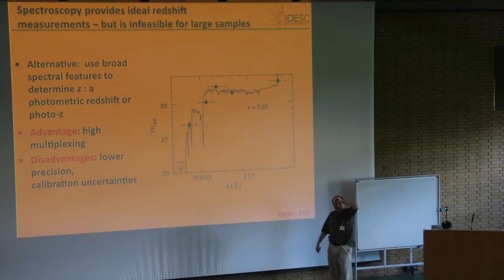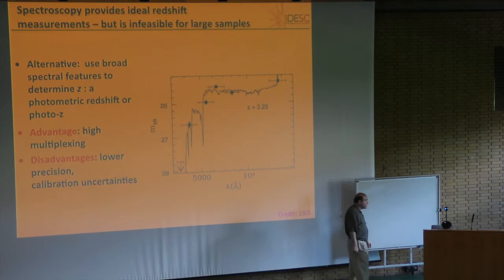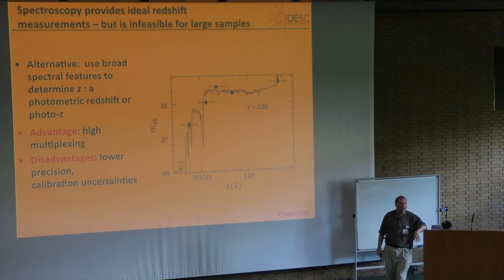So for LSST, we have a requirement that for any sample you look at, you need to know the mean redshift to about 0.002 times 1 plus z, and you need to know the uncertainty in the photo-Zs to about 0.002 times 1 plus z. So that's 0.2%. If we exceed those limits, then photo-Z calibration uncertainties will dominate over random errors in LSST cosmology.